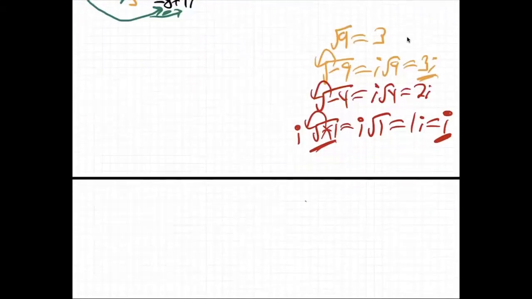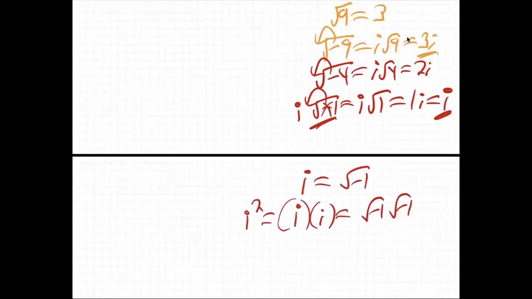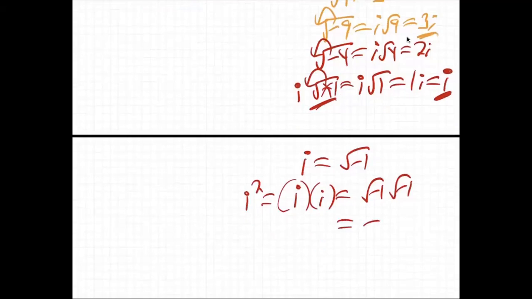Okay, so what? Well, if i is the square root of -1, what is i times i, which is i squared? It's square root of -1 times square root of -1. And what's that? It's just -1. Remember square roots, what they always do? Two in, one out. So it's just -1. So there's my proof that i squared is just -1.